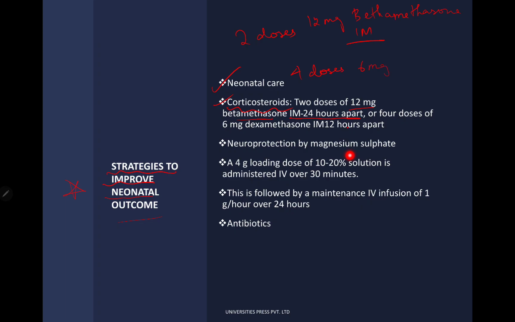of 6 milligram dexamethasone intramuscularly, 12 hours apart. Either 2 doses of 12 milligram betamethasone IM 24 hours apart, or 4 doses of 6 milligram dexamethasone IM 12 hours apart. This is the dose. And magnesium sulfate for neuroprotection is given.